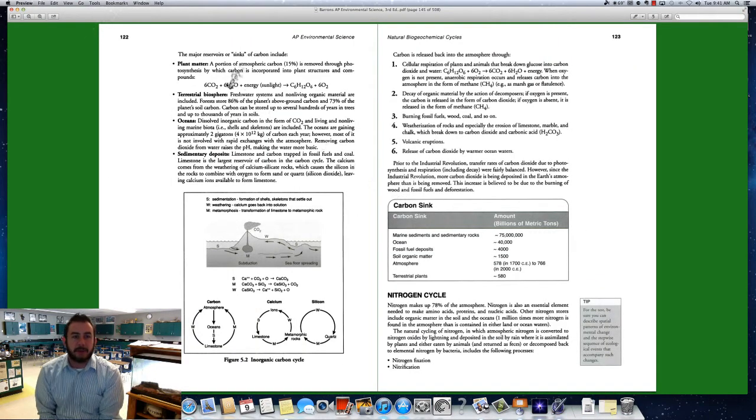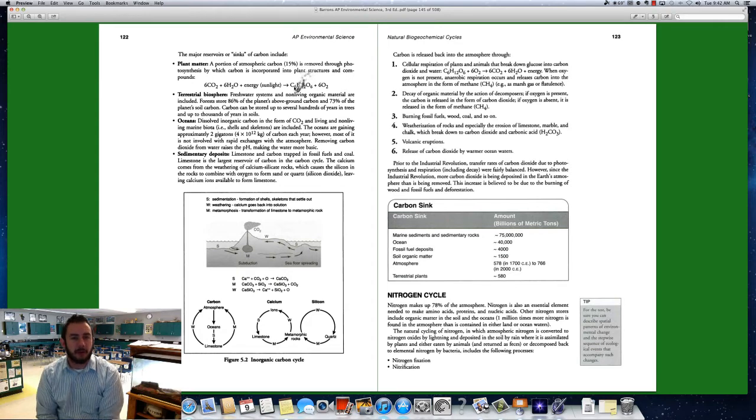The major reservoirs, or sinks, for carbon held out of the atmosphere start with plant matter. Plants, through photosynthesis, produce carbon in the form of organic molecules like carbohydrates and store it as tissue material. You'll definitely need to know the equation for photosynthesis; it should be a review from biology. Carbon is also found in terrestrial biospheres and freshwater systems, and can be stored for several hundred years in trees and up to thousands of years in soil. So it's a nice sink for carbon.